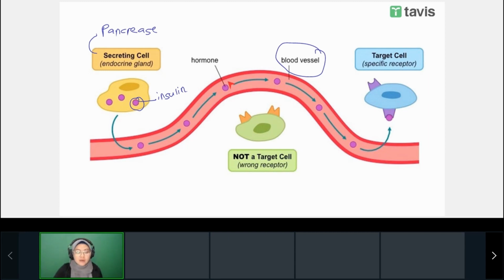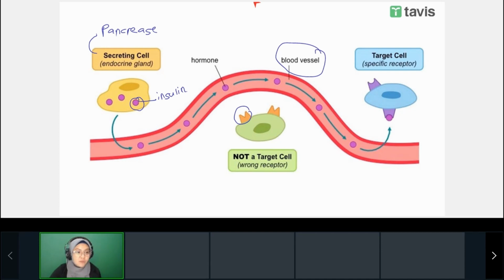Let's say insulin. Now, the shape of insulin is round, slightly round. Then it meets a target cell, but this is not my target cell. The shape is different. So it will keep walking until the hormone finds the right target cell.